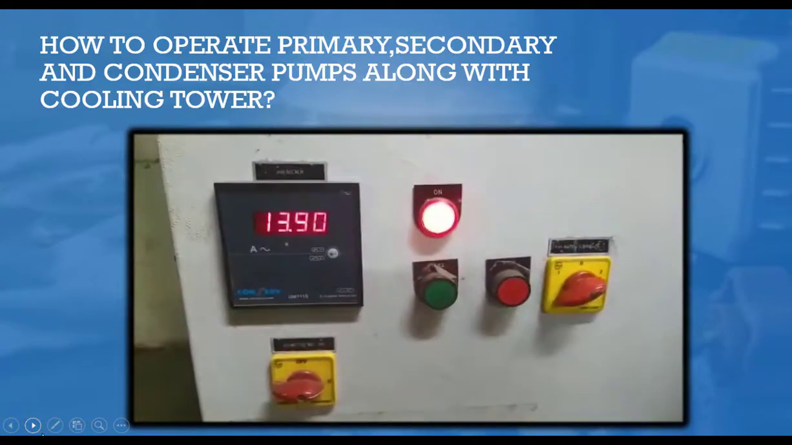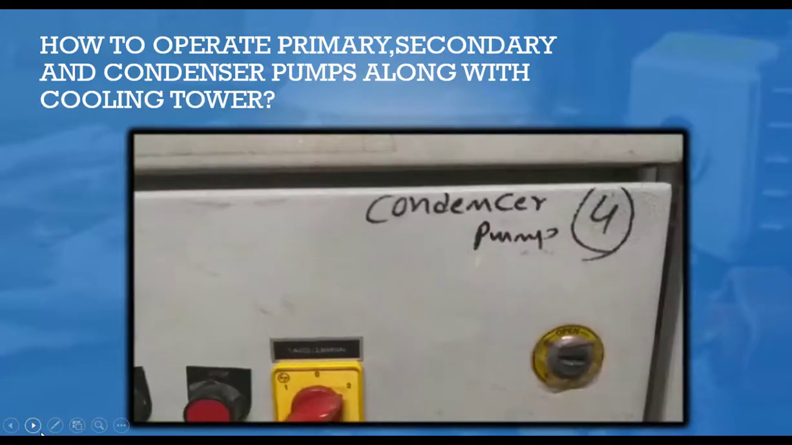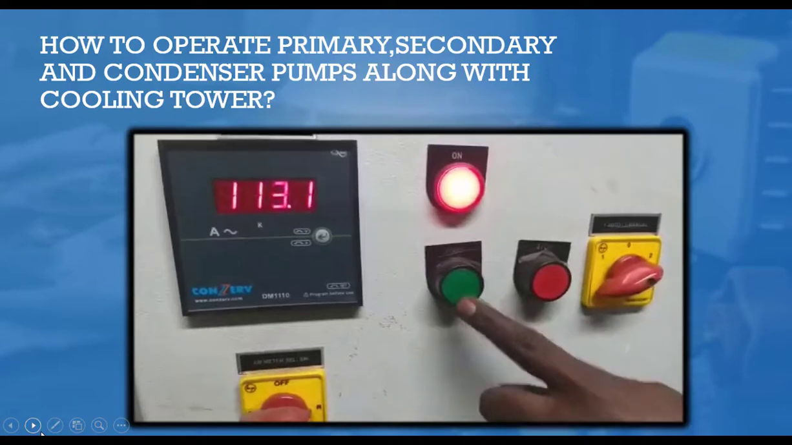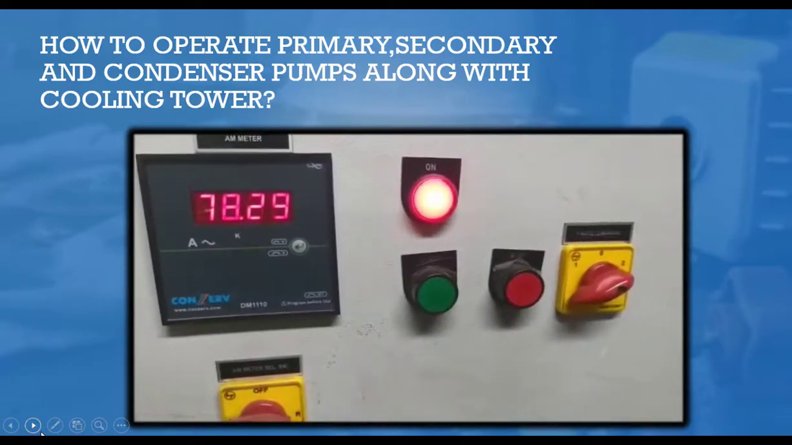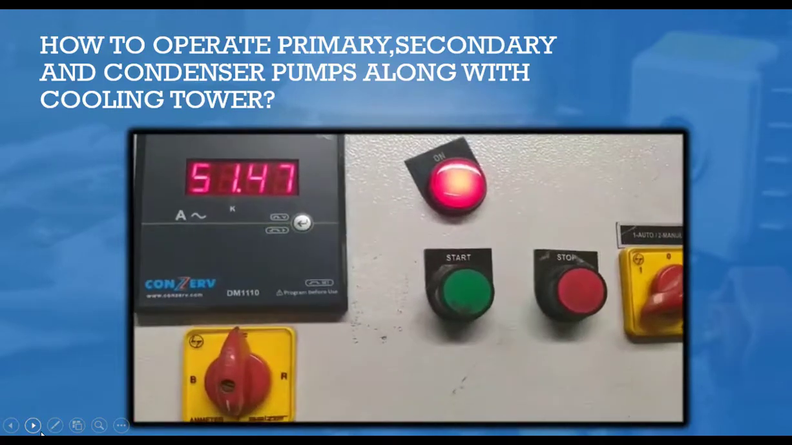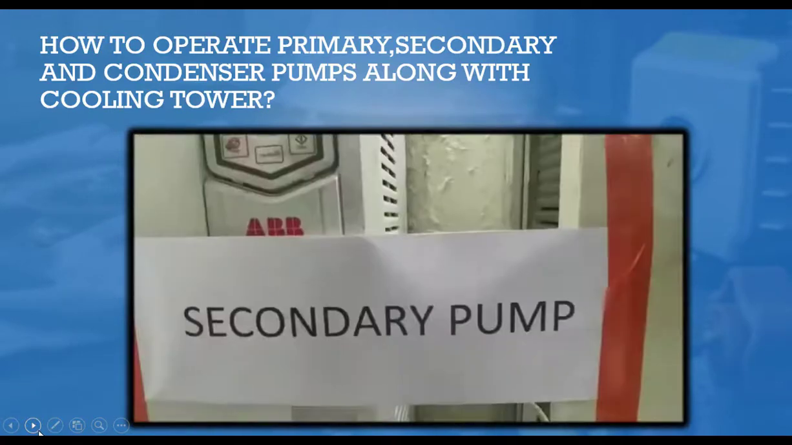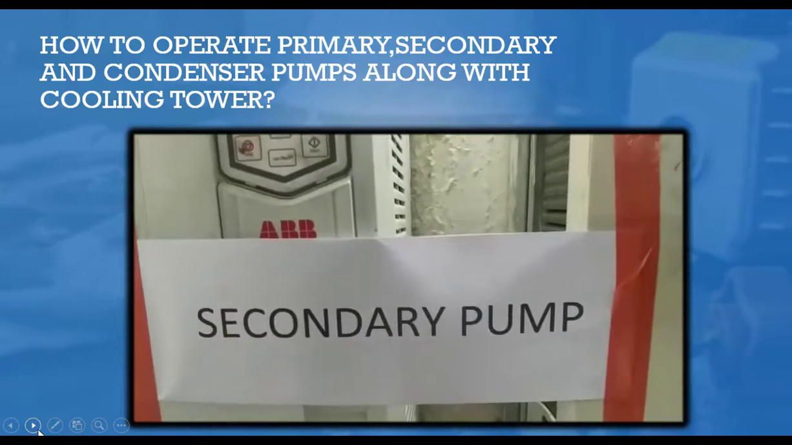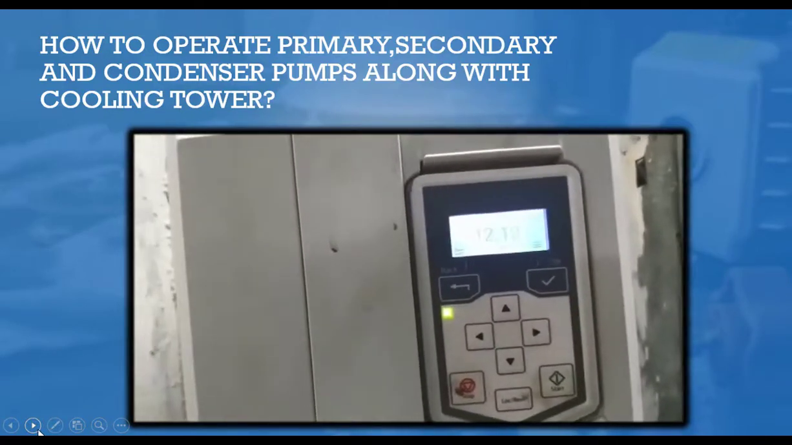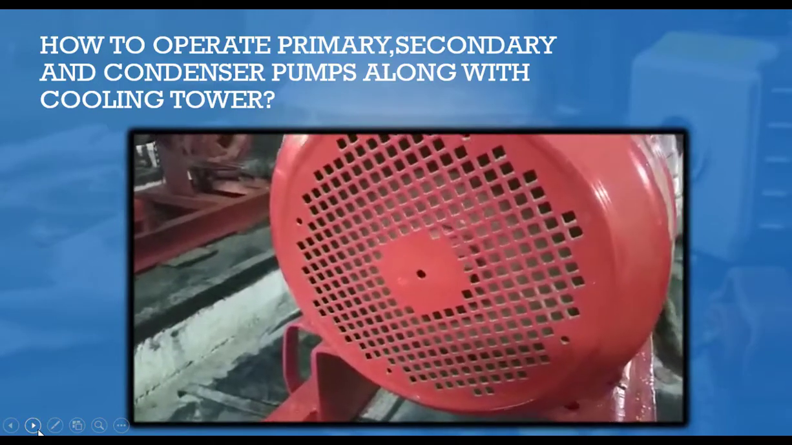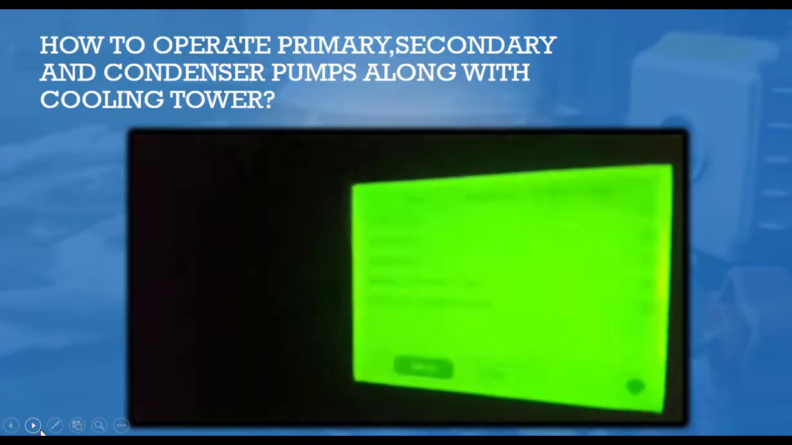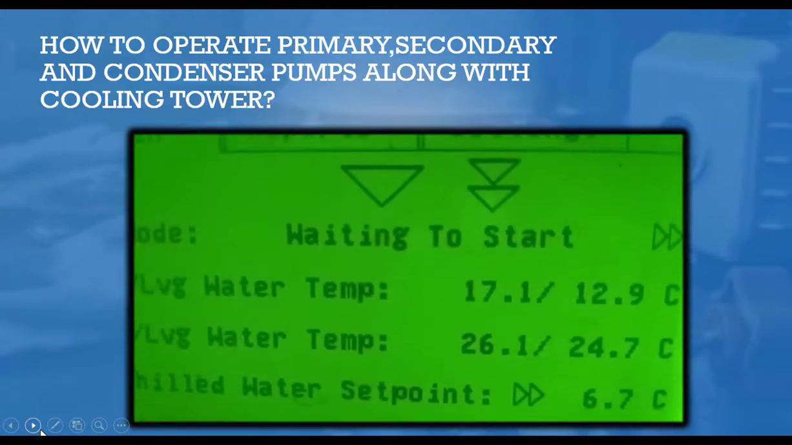Now switch on the primary pump, check the amps, switch on the condenser pump, check the amps, switch on the cooling tower. Note down all the amps taken by the motors. Note down the VFD. Since the VFD is integrated with the sensor, it should work on auto.